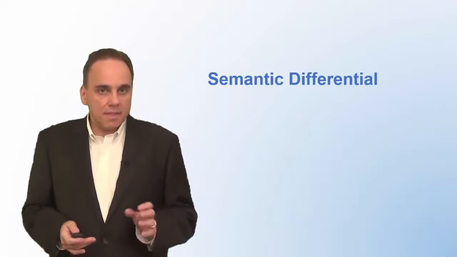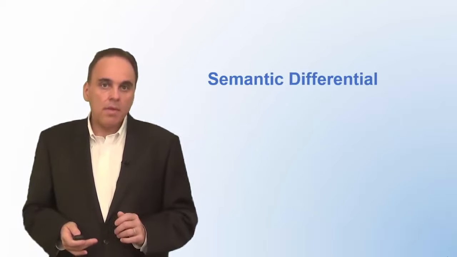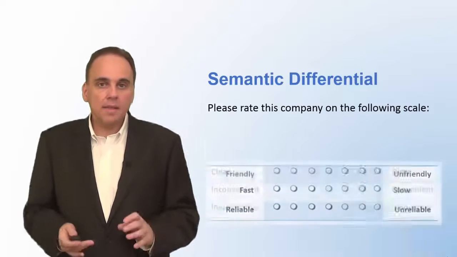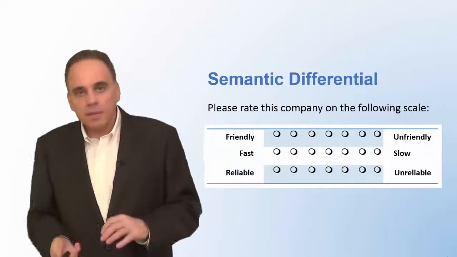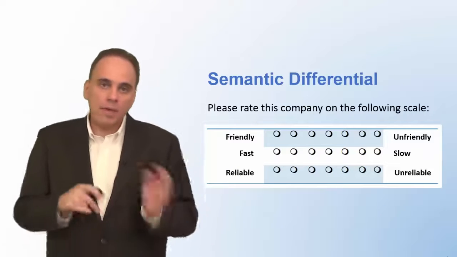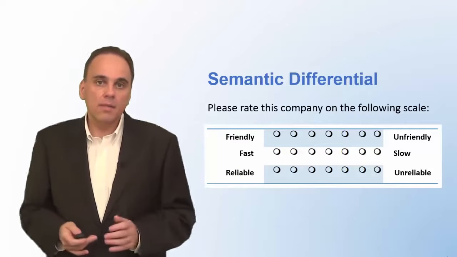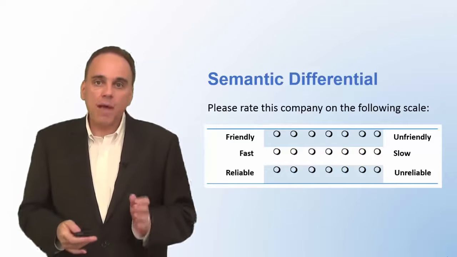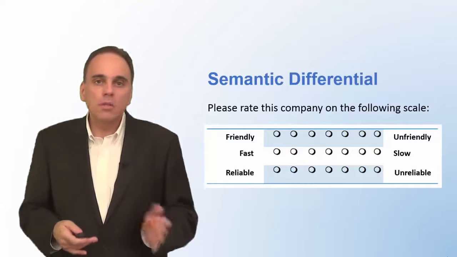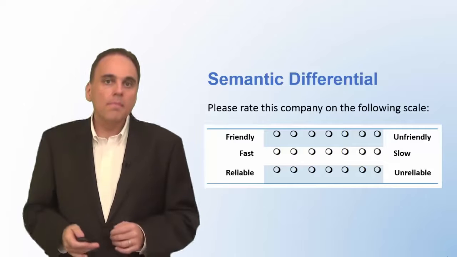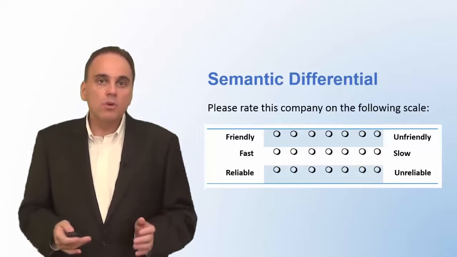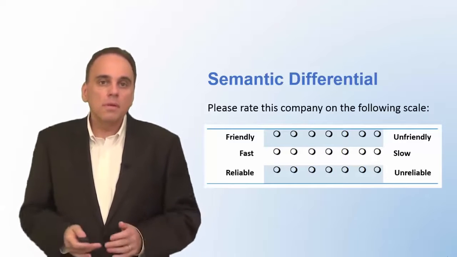Another type of scale that is frequently used is the semantic differential. You present the respondent with opposing adjectives like friendly, unfriendly, fast, slow, reliable, unreliable, and so on. The respondents then indicate how well these adjectives describe a person, a logo, a slogan, brand, or company. A semantic differential usually has 7 scale points, but you can also use a different number.